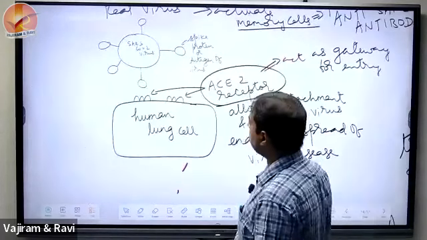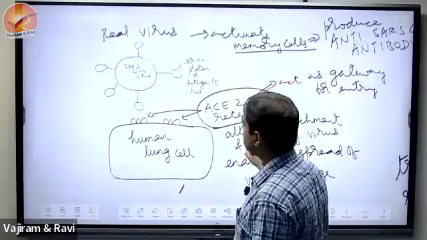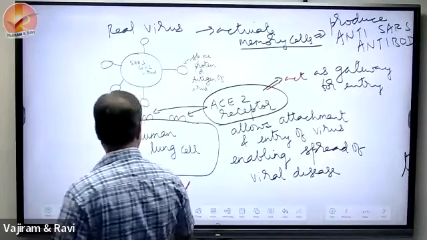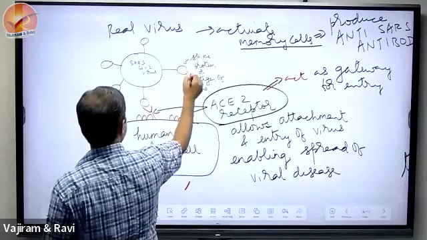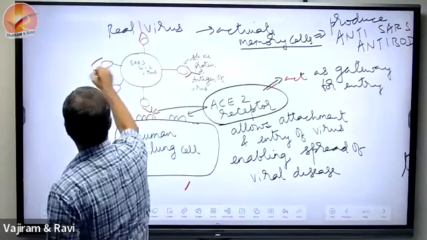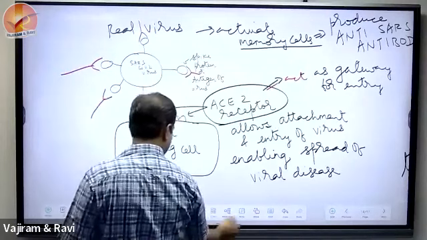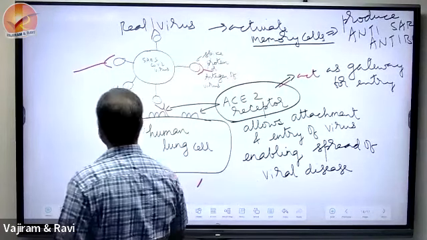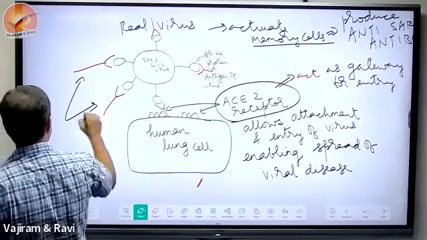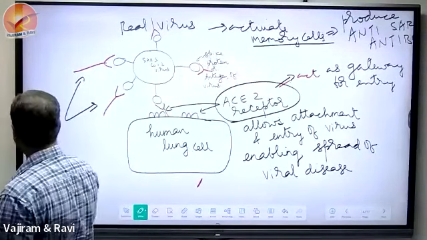Now, these antibodies produced by the body, how do they help us? How do they protect us? So you can see here now, these are the antibodies, isn't it? These are the anti-SARS-CoV-2 antibodies.